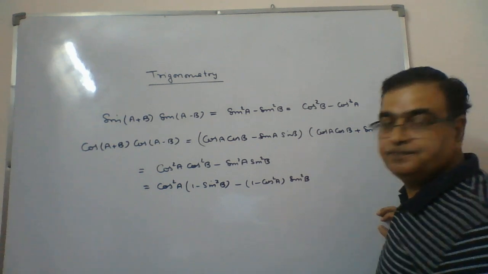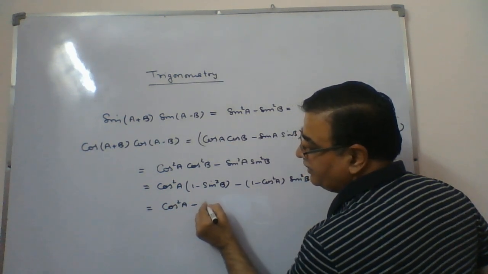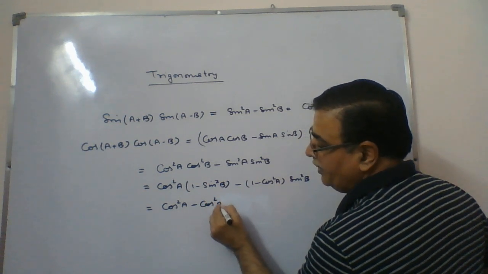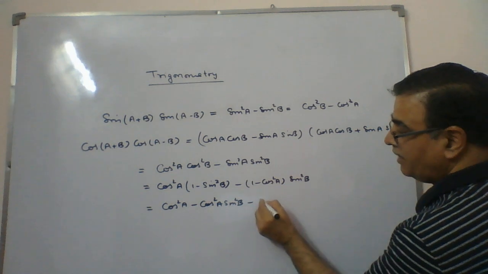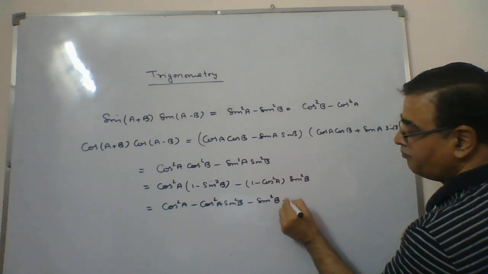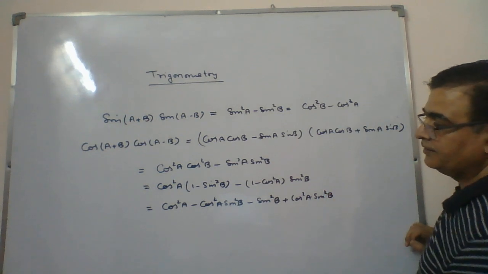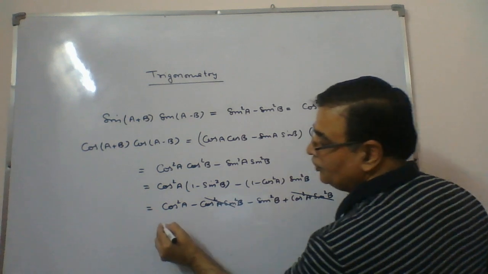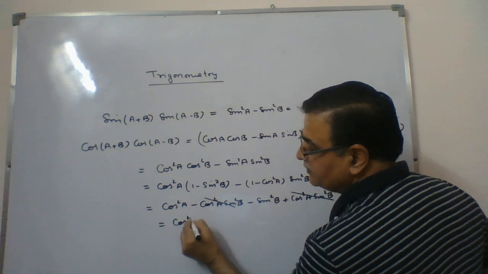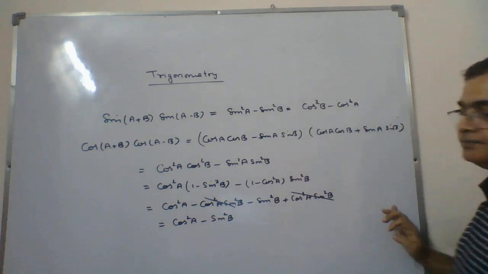Now when you solve it, it will come out to be cos square A minus cos square A into sine square B, then minus sine square B plus cos square A into sine square B. This part clearly gets cancelled out. Your result comes out to be cos square A minus sine square B.